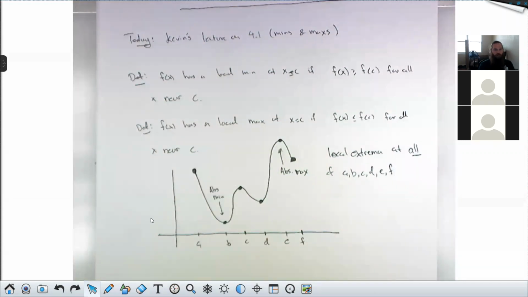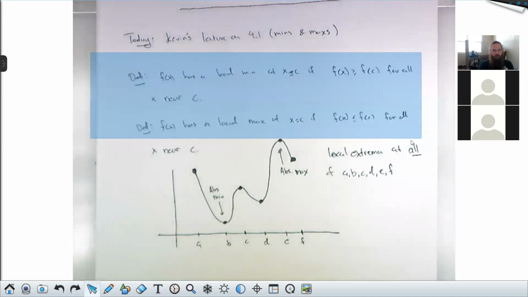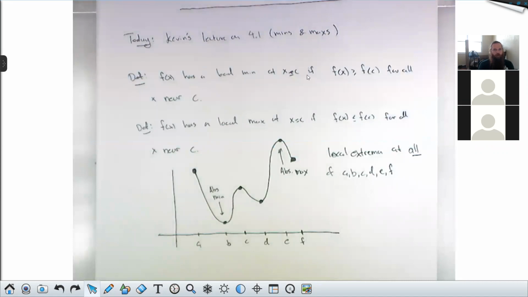So your absolute extrema are always also local. Whether they occur at the endpoints or somewhere in between doesn't matter. Your absolute extrema are also always local extrema because of course they satisfy these definitions, right? If f of c is the smallest y value on the graph anywhere, then of course it's the smallest y value nearby. So I just wanted to inject that.